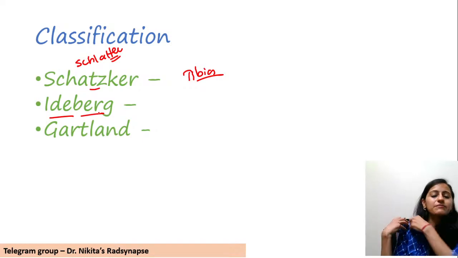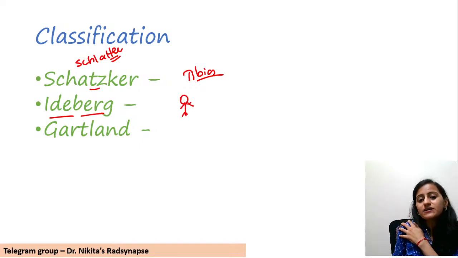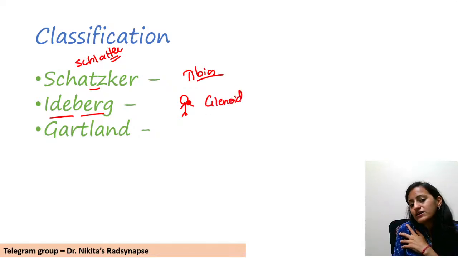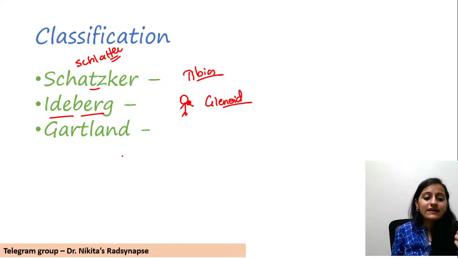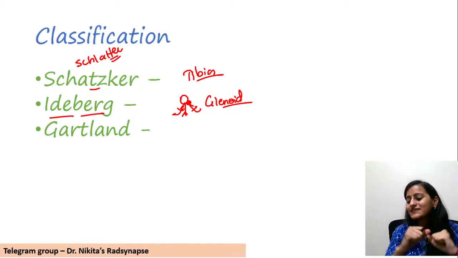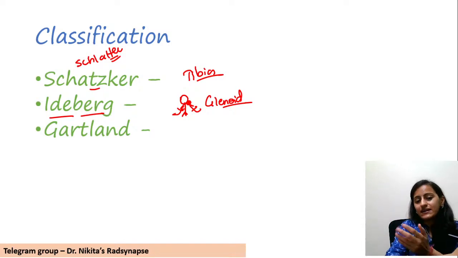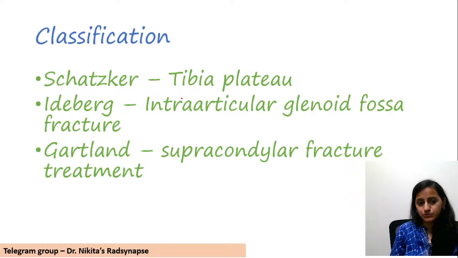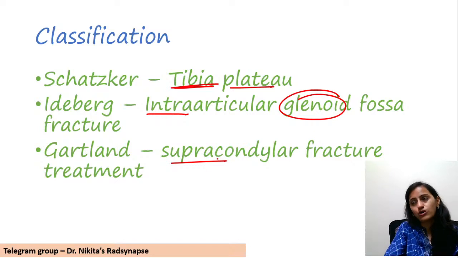Iceberg, remember, imagine someone carrying the iceberg on the shoulder. On the shoulder, that is the glenoid. So this is basically for glenoid fracture. Gartland, I've given you the story basically. Imagine on your wedding day, the garland that you are putting around your spouse's neck, it is basically put here, over the elbow. That is your supracondylar humerus. So this is tibia plateau, intra-articular glenoid fossa, and this is supracondylar humerus.